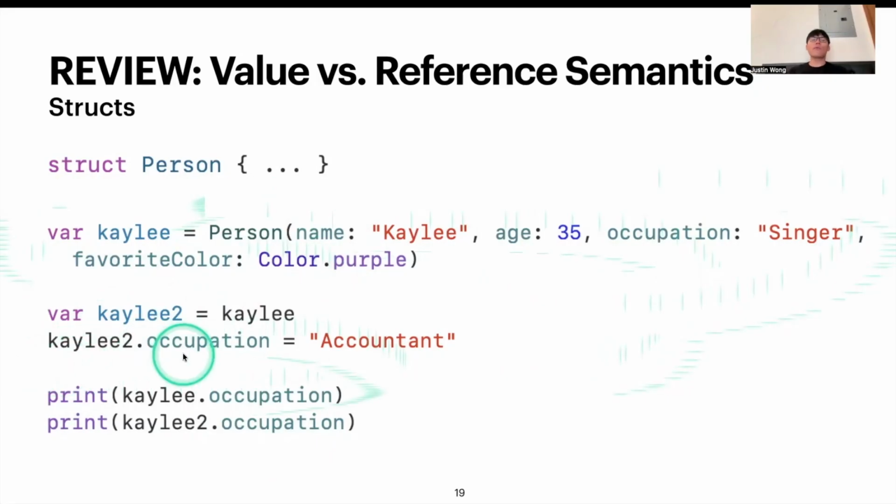Also for structs, for value semantics, when you pass an argument into a function, that value also gets copied. So you're working within the function with a copy of that variable, and whatever you do in that function just stays within that function itself.